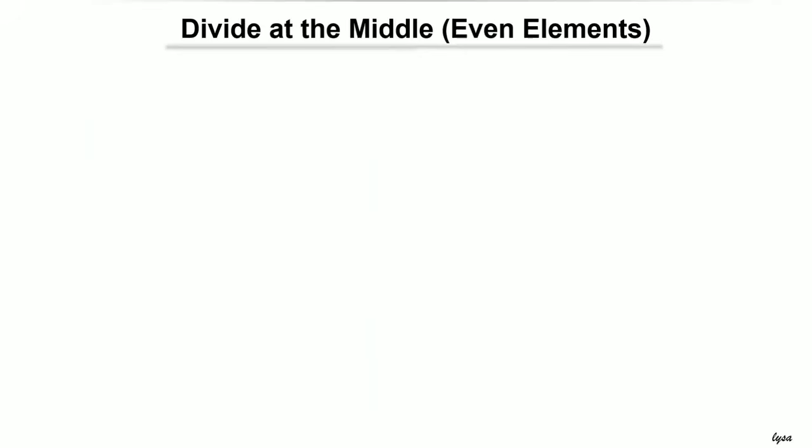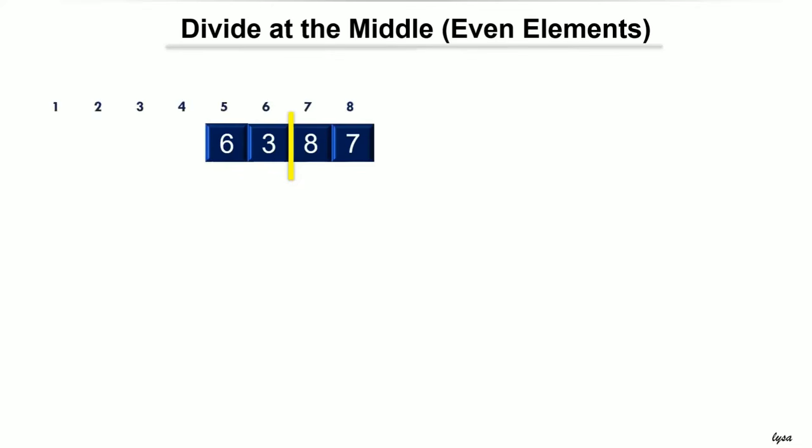You might be wondering why I did not take the mid value as n by 2. I could have just taken 8 by 2 and got the value as 4. But let's take another example. That is, I have the values 6, 3, 8, 7, but the indices are from 5 to 8. That is, the first element is at index 5 and the last element is at index 8.